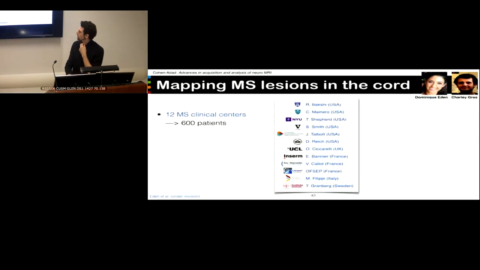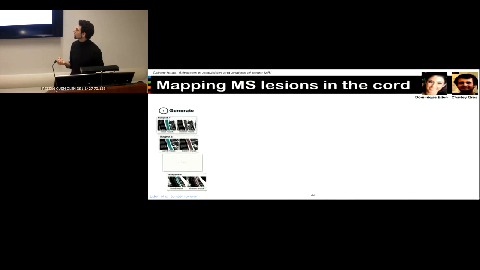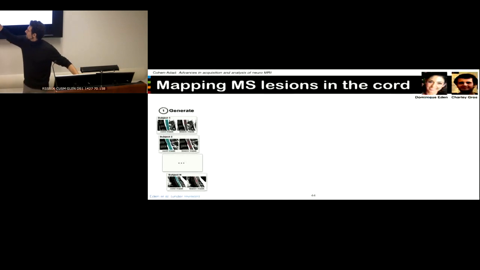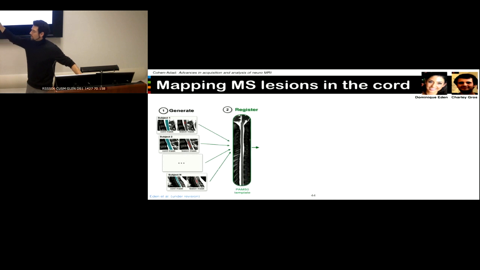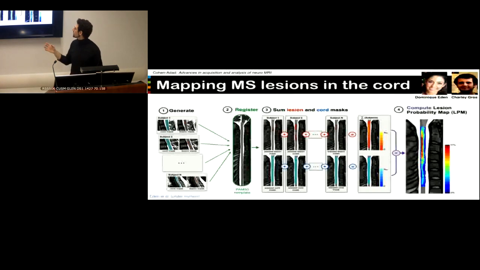So it's a project that involved 12 MS centers and 8 neuroradiologists who segmented MS lesions. And I'm going to show you what was the purpose of this project. The purpose of this project was to have all those lesion masks in all those MS patients and register them all together within a similar coordinate system, sum all the lesion masks, and then obtain a probability map of MS lesions in the spinal cord.